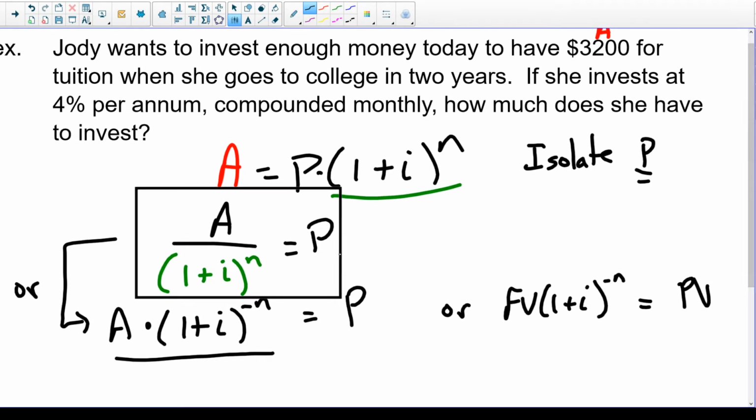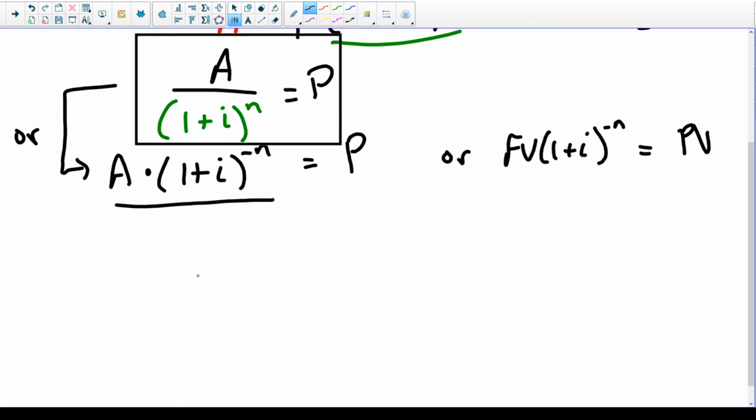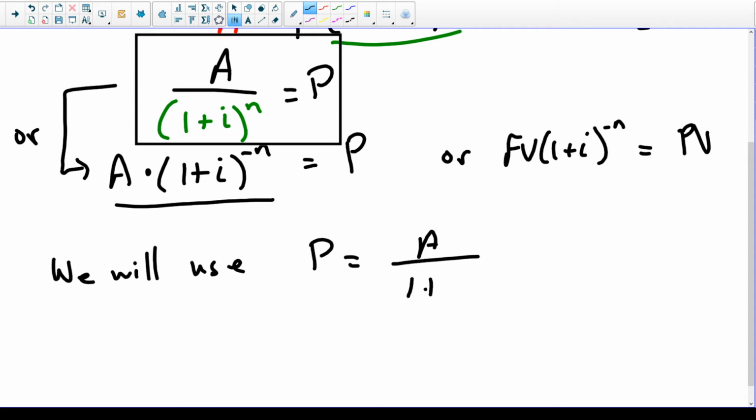We're going to use the one in the box to answer the question in the example. So I am actually just going to rewrite the formula. Normally when you have a formula that has an isolated variable, mathematicians don't like to have the variable isolated on the right. Normally we will isolate it on the left. So we will use P is equal to A over (1 plus i) to the power of n as our formula.